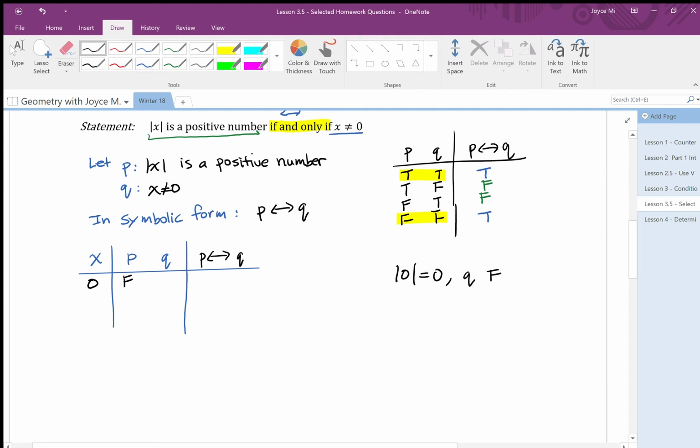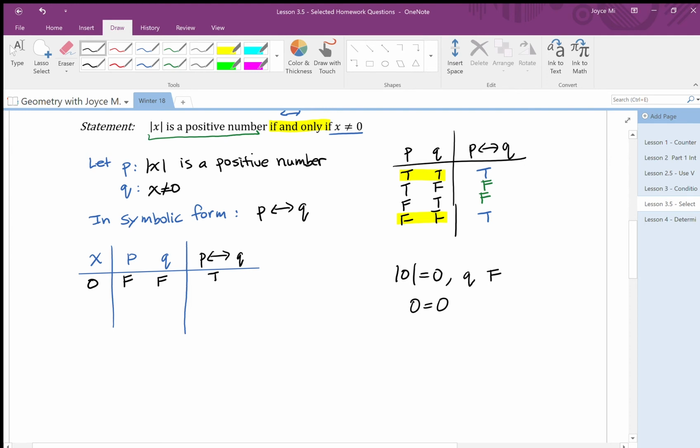Now let's look at Q. Q says x is not equal to 0. Well, 0 is equal to 0, so the statement that 0 does not equal 0 is false. So this is also false. False and false in the biconditional gives me a true value. That's what happens when x is 0.